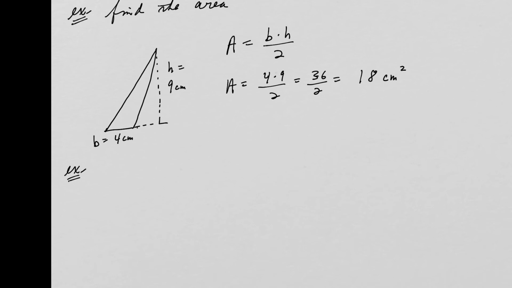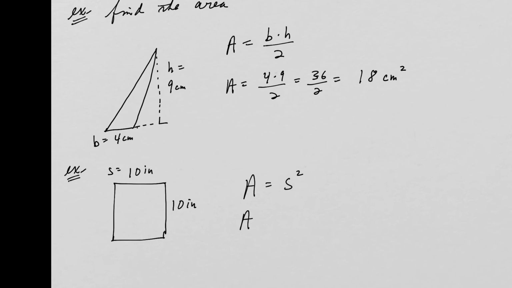All right, what if my object is a square like this? And let's say each side is 10 inches. Well, the area of a square, remember, is going to be s squared. So this is like our s, right, the side length. So that's just going to be 10 squared, but we know that's 10 times 10, which is 100, and it has units of inches squared.